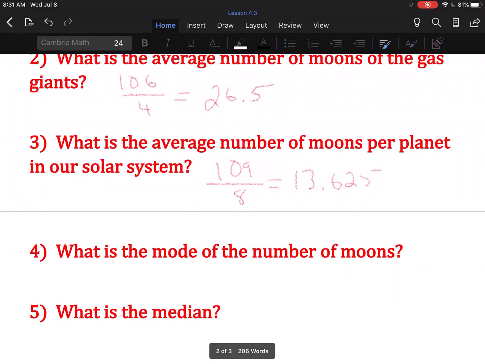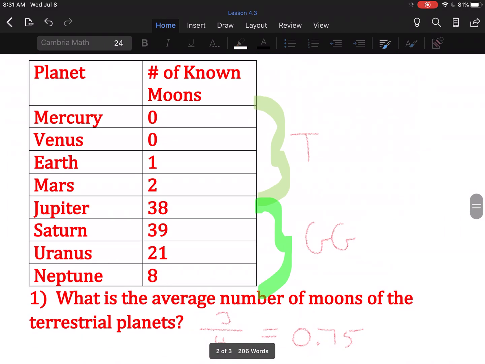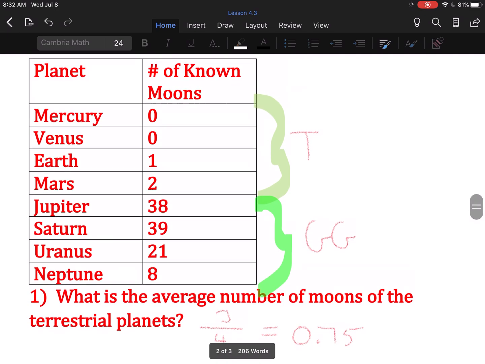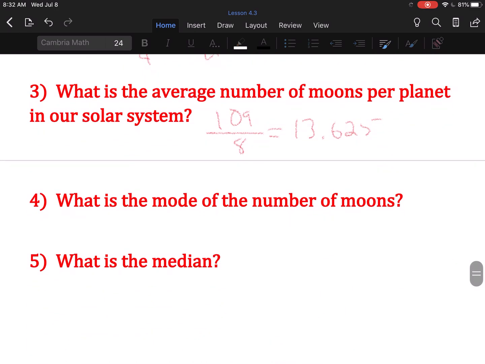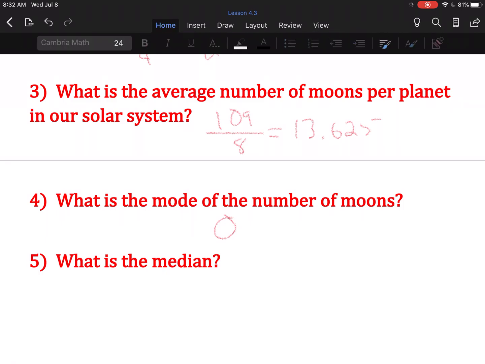What is the mode of the number of moons? Mode is the number that appears most often. So when you look at that chart, the mode is 0. It's the only number that repeats and it appears twice. 0 is not the same as no mode. 0 is a number.